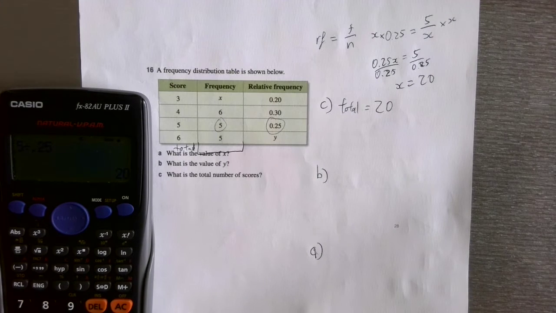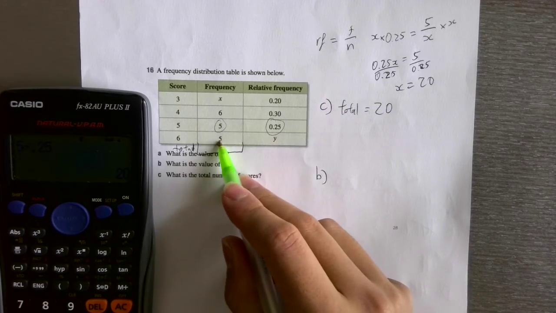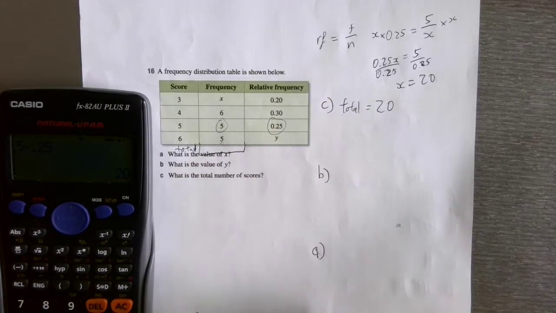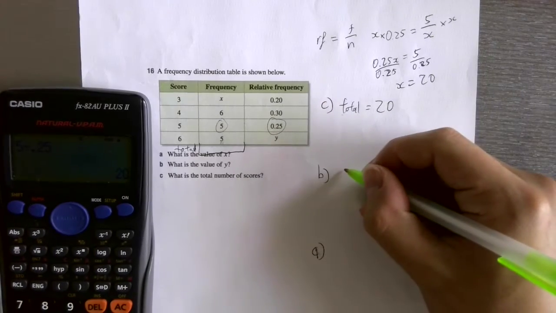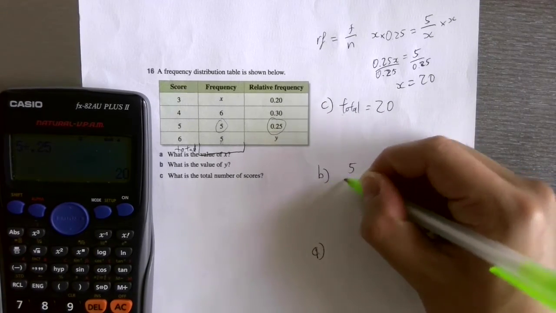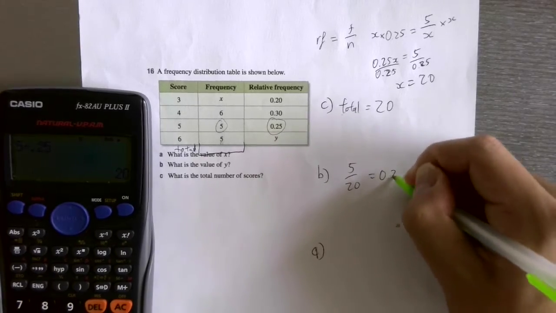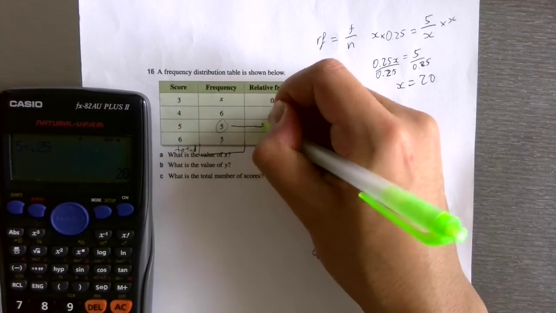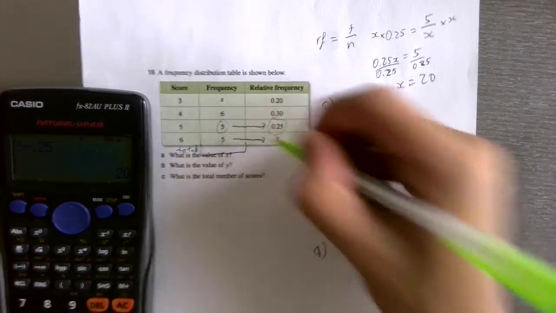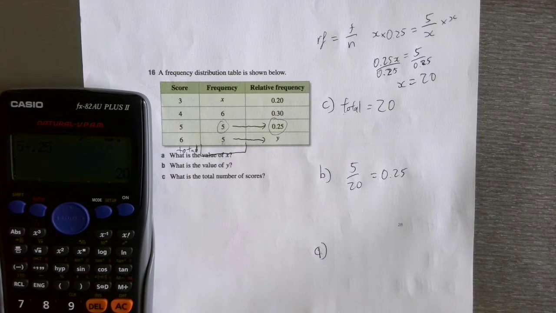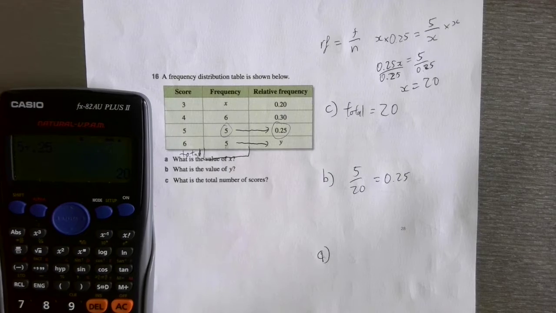and therefore the total number of scores would be 20. Okay? Now, what we also know is the frequency divided by the total of scores is our relative frequency. So now we have the frequency here, we have the total scores there. So to do part B, 5 over 20 is 0.25. And you'll notice that if we have the same frequency, then we should have the same relative frequency as well. And that's why we know that this answer is correct.